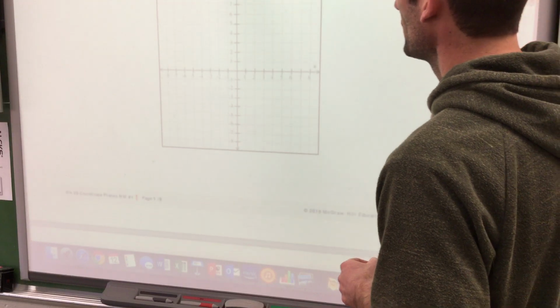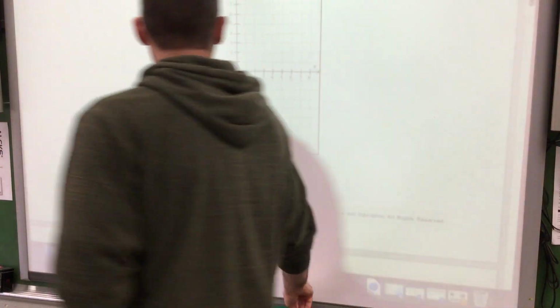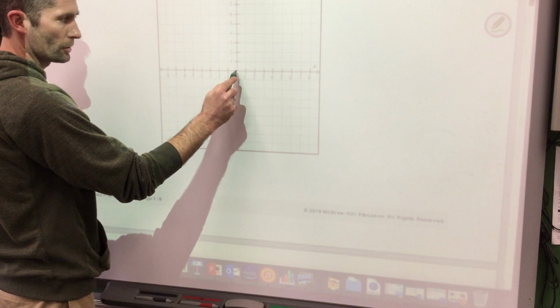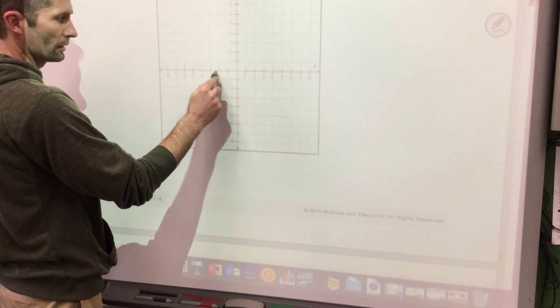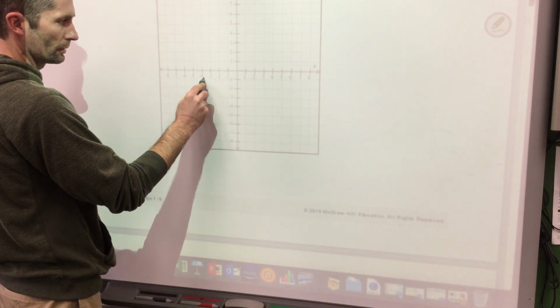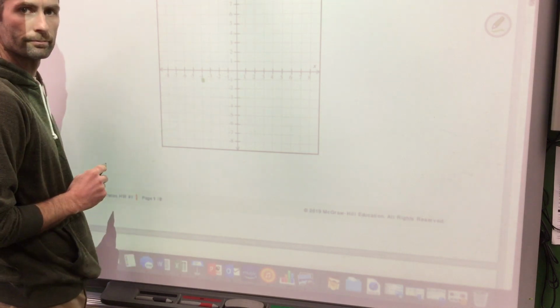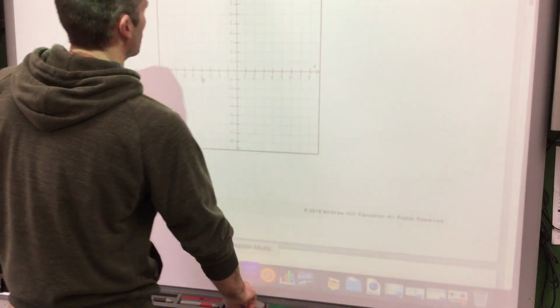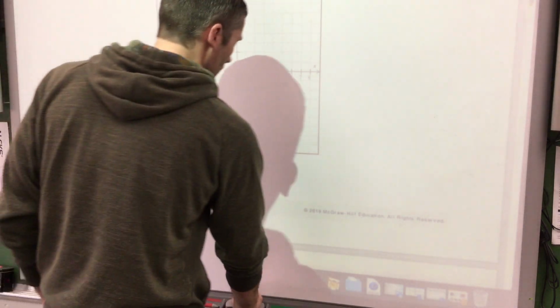Next, using the pencil, plot the point -4, -1. So again, I start at the origin, start in the middle, I go -4, and then I go -1. Plot the point. Okay, it's problem 2.